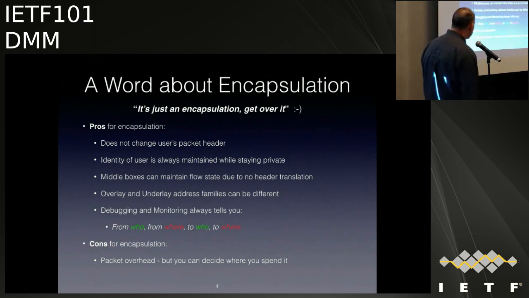The cons for encapsulation is that you have packet overhead. That is the cost of encapsulation. It's very clear. We use tunnels all the time. I believe we're at the point in the internet generation where we have enough bandwidth and resources that we can deal with this overhead because the features that it gives are pretty powerful.